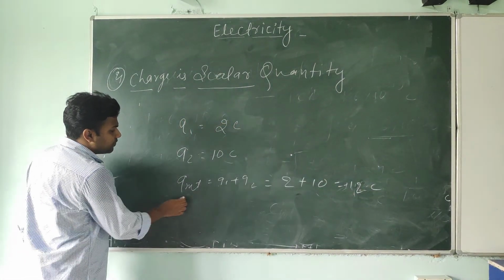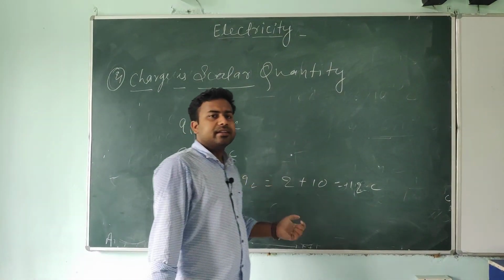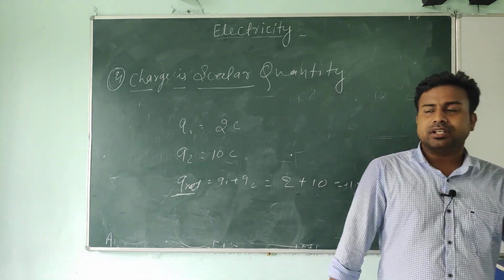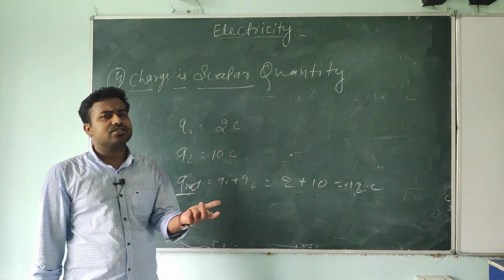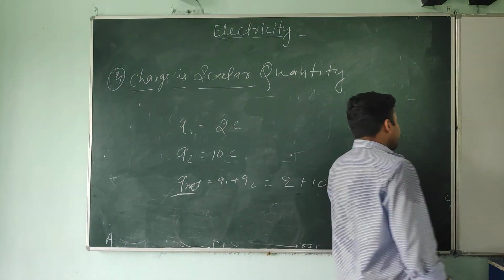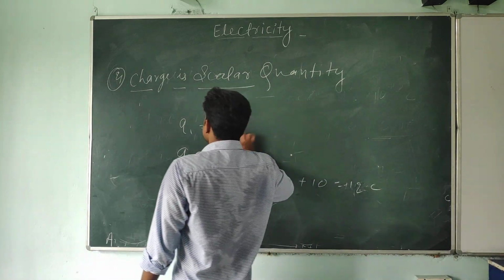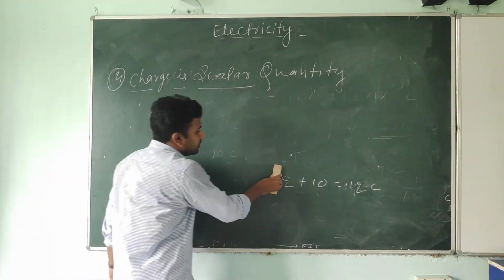So what are we doing? We are applying simple algebra for adding the charge. We are not applying any vector algebra rules or anything. That's why we can say charge is a scalar quantity, or charge doesn't have a direction. Is it or not? Okay, so we can say charge is a scalar quantity. Now I am telling you students a few more basic properties also.